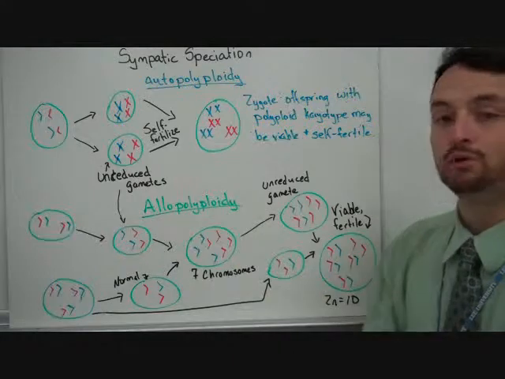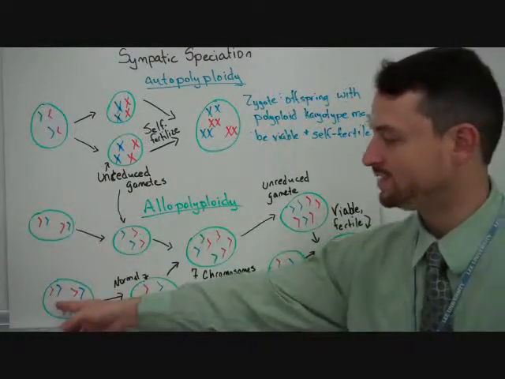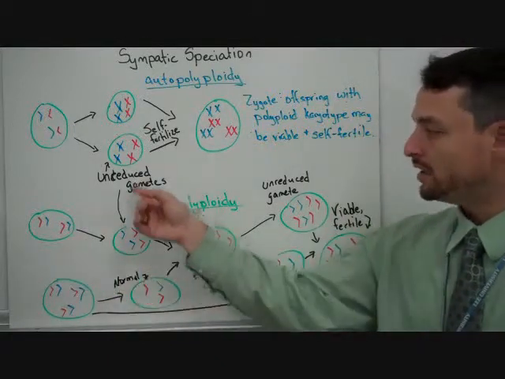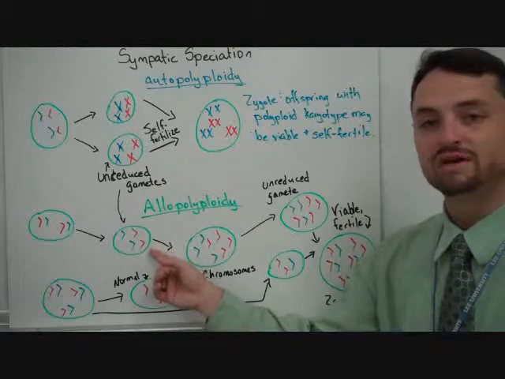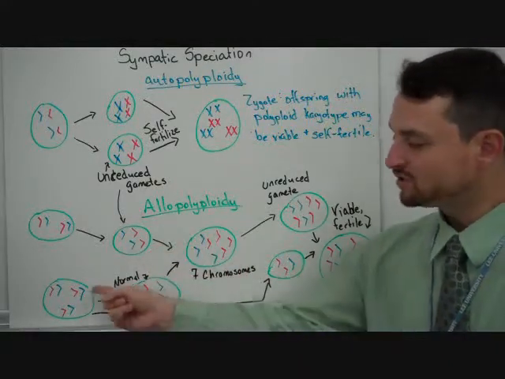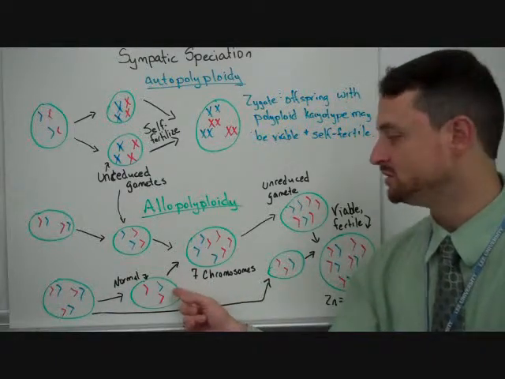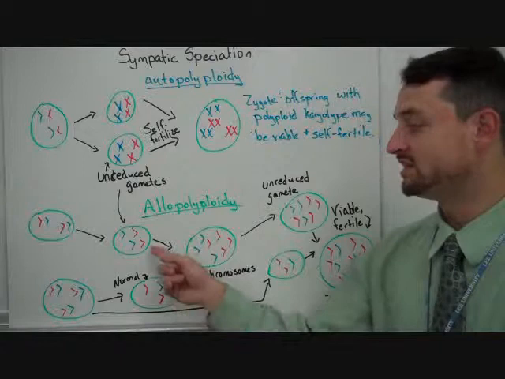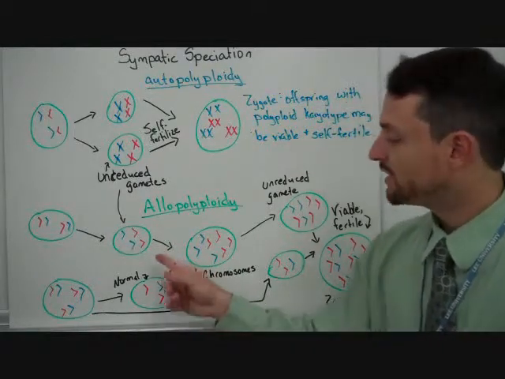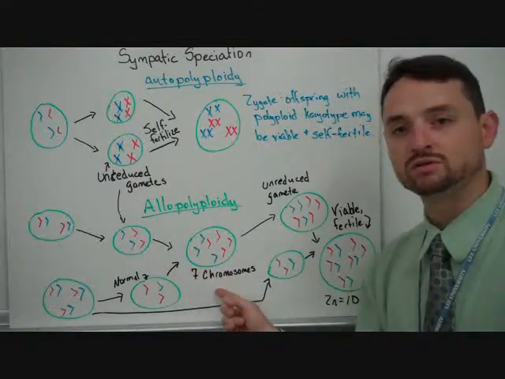In allopolyploidy, you deal with this species with 4 chromosomes and this species down here with 6. This species has an unreduced gamete, so it should only have 2 chromosomes in its gamete, but for whatever reason it has 4. This one goes through a normal gamete cycle and produces 3 chromosomes. For whatever reason, these two come together. That could just be purely by chance. They come together, they produce this organism here that has 7 chromosomes.